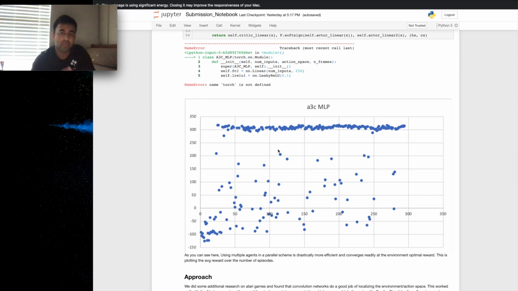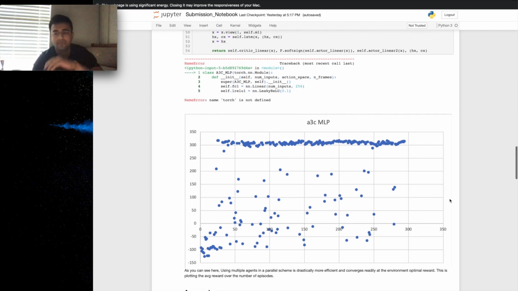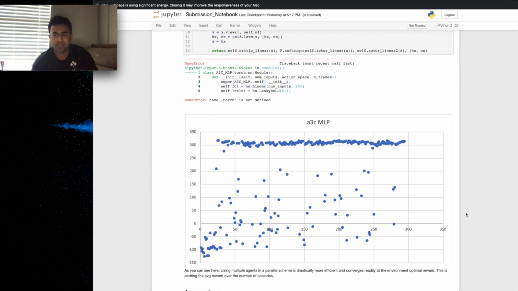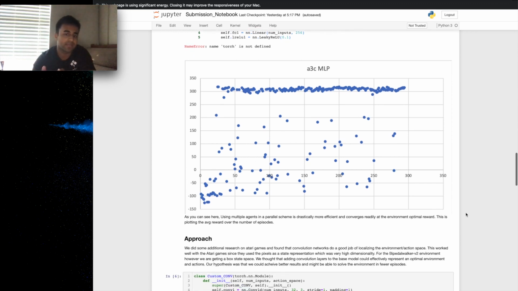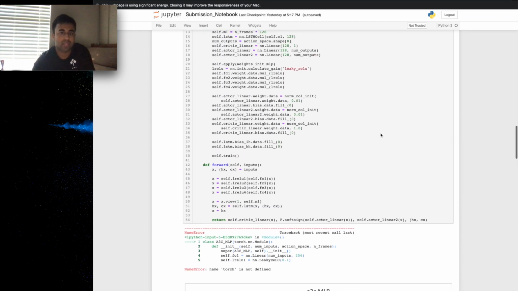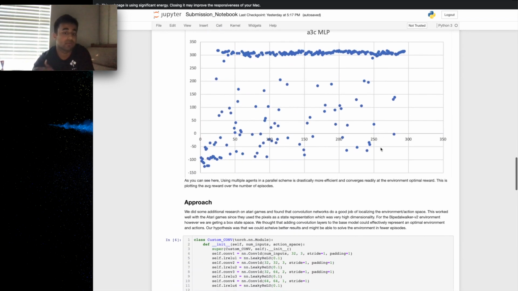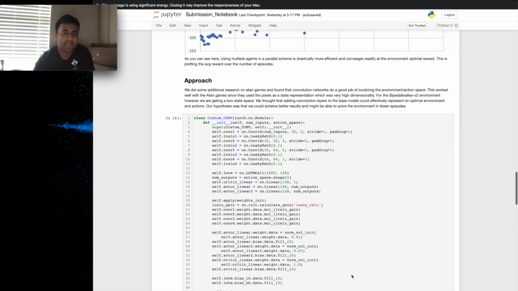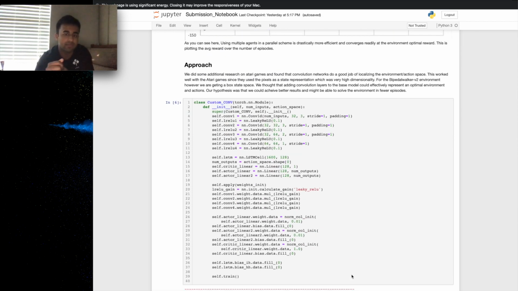The approach that we took was we did some further analysis into the kinds of games that OpenAI provides, and we found that Atari games, since the dimensional space is much higher, used convolutional networks. Our dimensions weren't that high, but we still wanted to experiment with convolutional networks and see if we could improve the efficiency of the A3C algorithm even further.